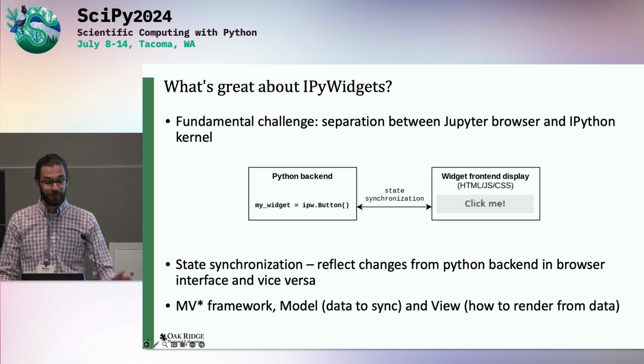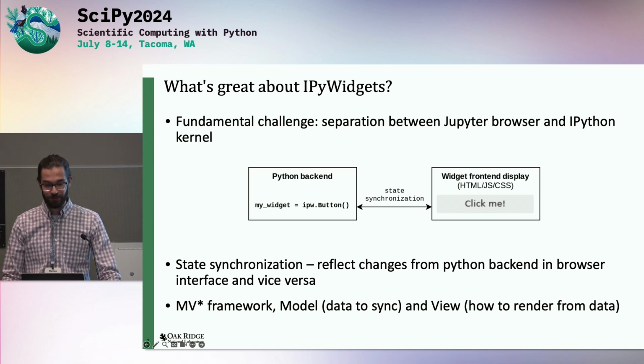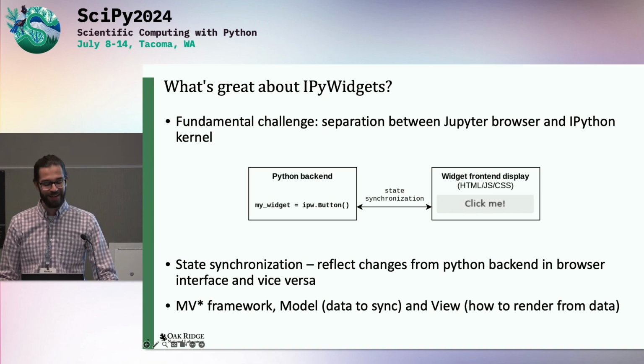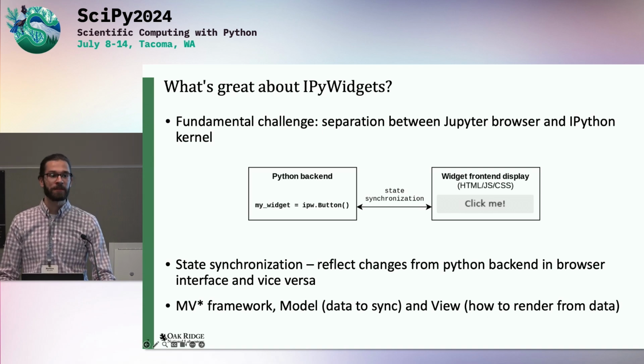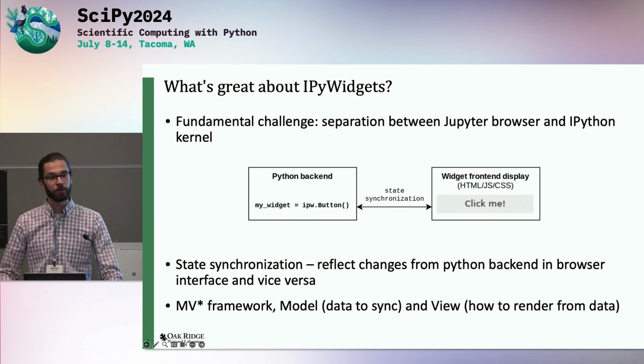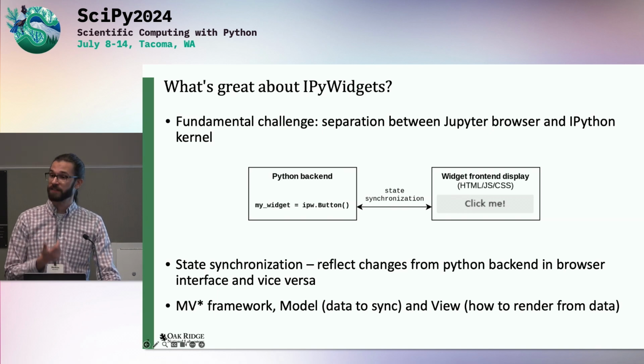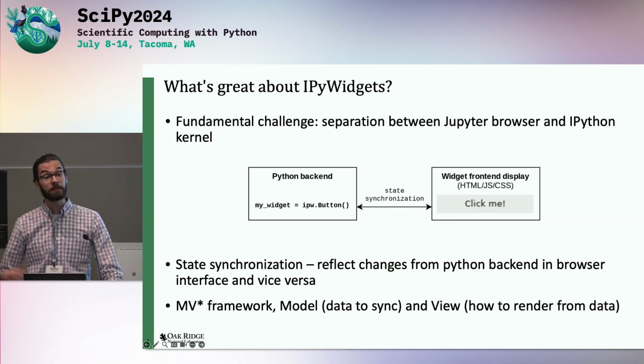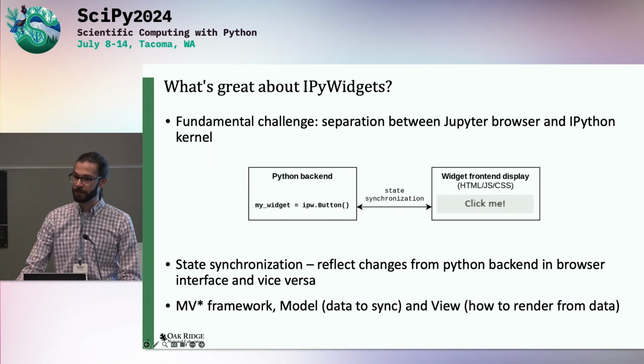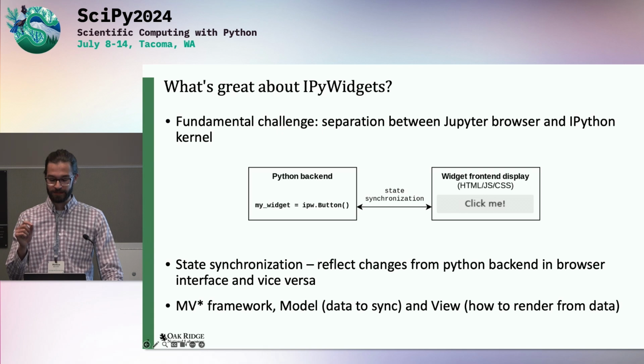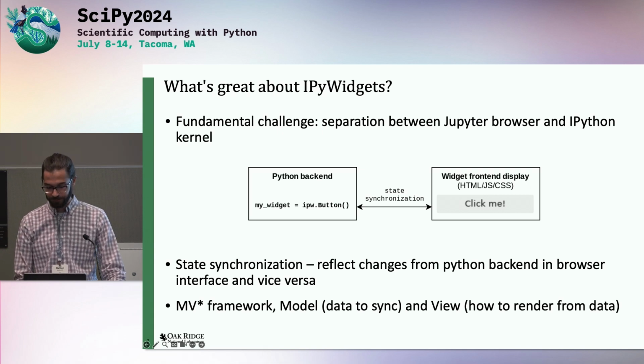So for the nerds in the room, this is technically an MV star framework, not an MVC, which confused me for a while. But the important thing to note about this is that there's two main components. There's the model, which is the data that you want to synchronize. So again, that could be maybe the value that a slider is representing. And then the view, which is the code defining how you render a particular component based off of the data in your model. So where to show the slider within the slider track.